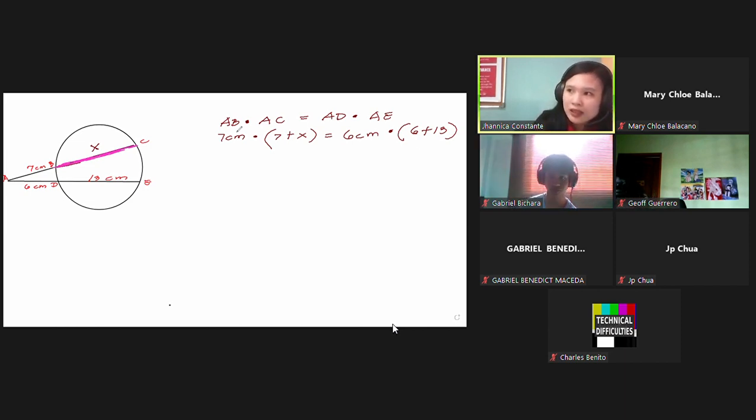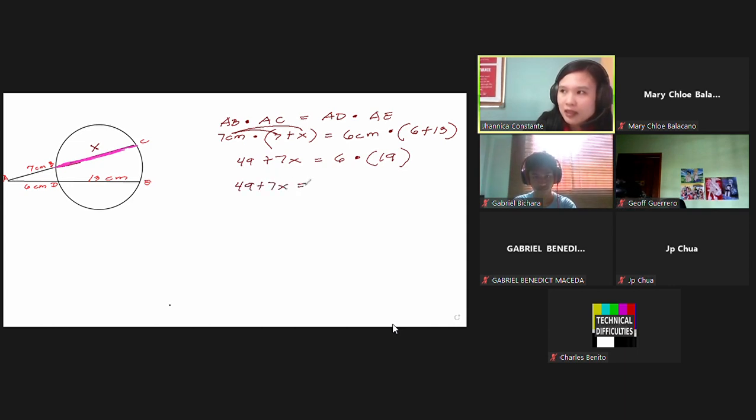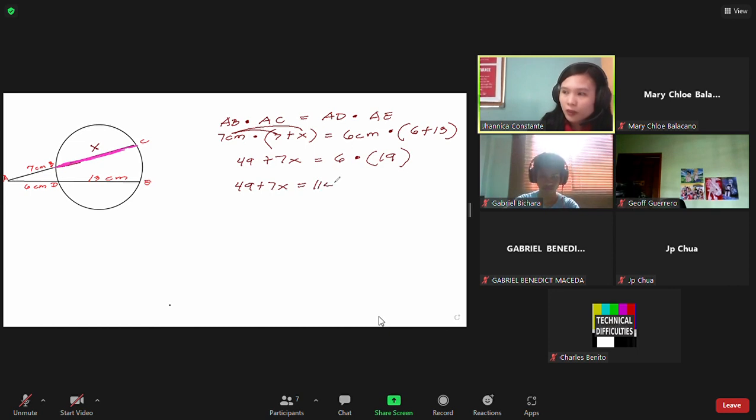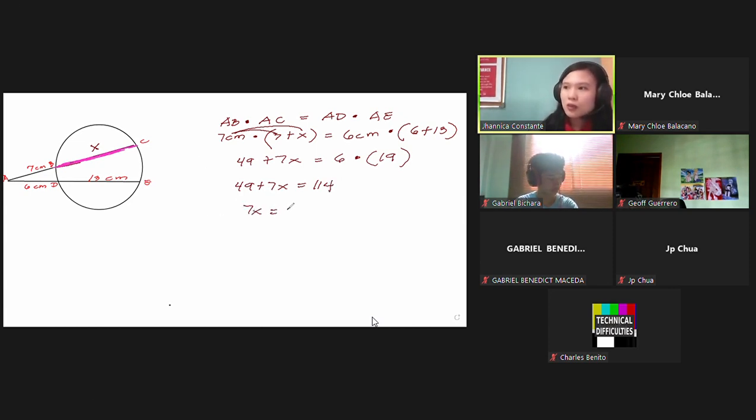So 7 centimeter times 7, which is equal to 49. 7 times x, which is equal to 7x, equals 6 centimeter multiplied by the sum of 6 plus 13, which is 19. So 49 plus 7x equals 6 times 19, which is equal to 114. So combine similar terms that we have in the problem. So 7x is equal to 114 minus 49, which will be equal to 7x equals to 65. So 65 divided by 7.